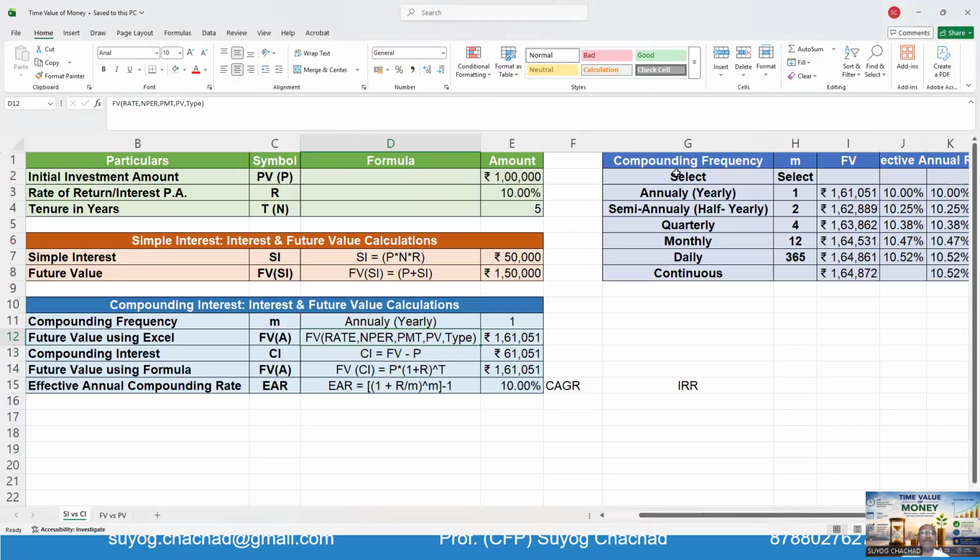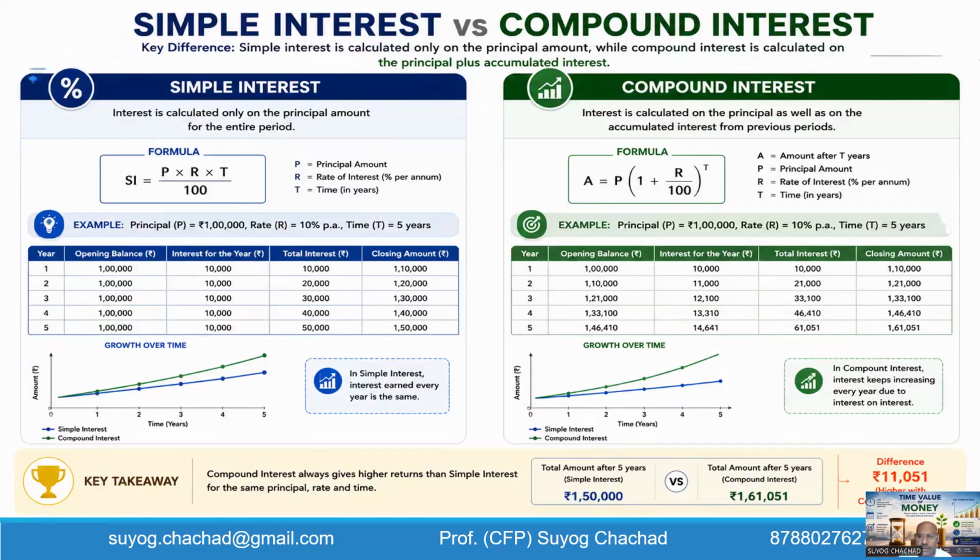Now the same amount, 1 lakh rupees, is invested at 10% per annum for 5 years. So the amount will grow to 1,61,051 rupees. Now, why is there a difference? In simple interest, you are just getting 50,000 as interest for 5 years, whereas in compound interest, we are getting 61,000. That is 11,000 extra. Now, what has changed, or how are we differently calculating compound interest? So let's understand this particular table.